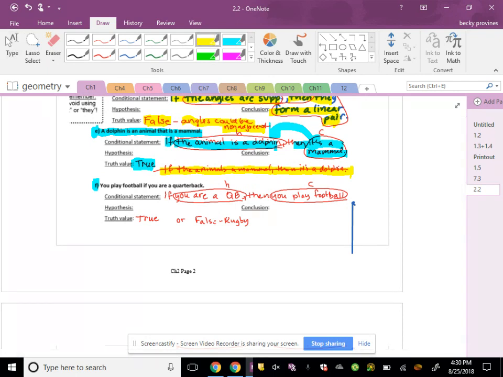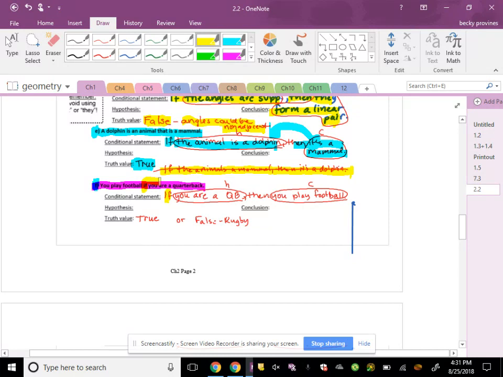All right, next one. If you play football, let me start over. You play football if you are a quarterback. Now, this is a tricky one, guys. This deserves purple right there. That's tricky because if you look at it, you're going to say that's not conditional statement form. And it kind of isn't, but it kind of is. Do you see the word if right there that I'm highlighting yellow? If we have the if, this is where we're going to start.